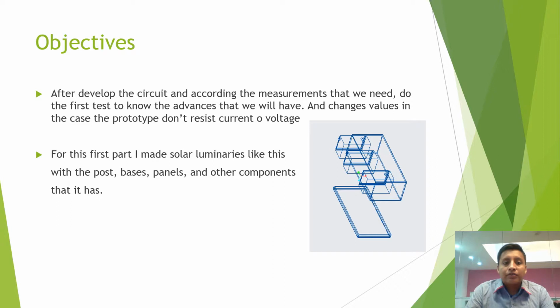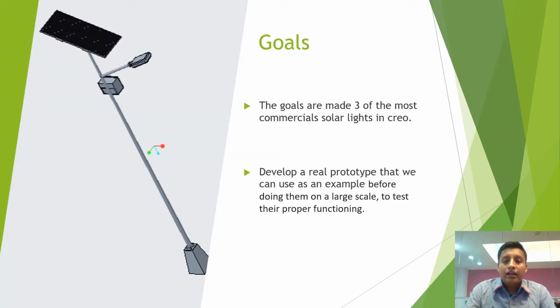And for the first parts, I made solar luminaires like this with the post, base, panels and other components that it has. The goal that I have is to make 3 of the most commercial solar lights in Creo and develop a real prototype that we can use as an example before doing them on a large scale to test its proper functioning.